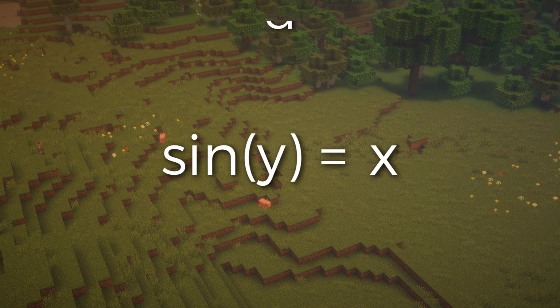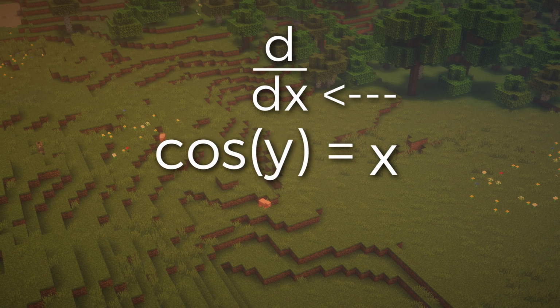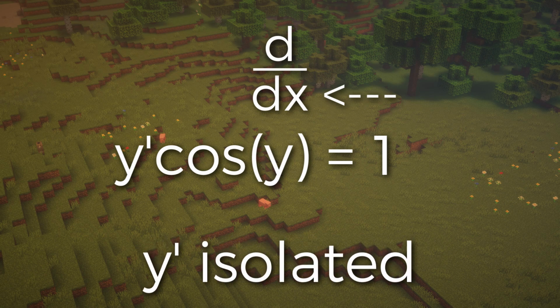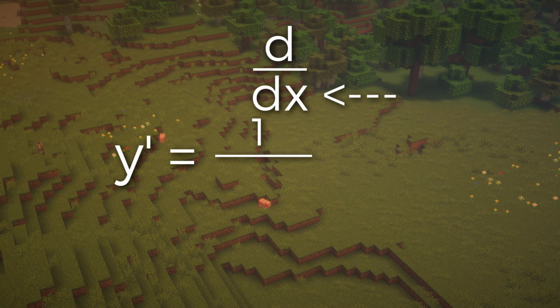So we label that all, and once we've located these points, we come back to the sine y equals x equation and take the derivative of it. So since we're taking the derivative with respect to x, the sine y becomes cosine y, but we also multiply it by y prime because of implicit differentiation. Now the other side is just the derivative of x, which is 1. Remember, the objective was that we wanted y prime isolated. So we divide cosine and we get y prime equals 1 divided by cosine y.